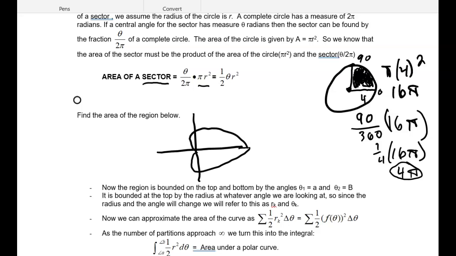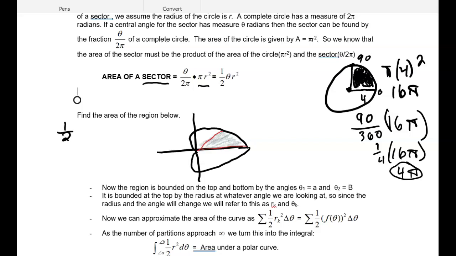And let's say that I just wanted you to find the area between, let's say, 0 and pi over 3. So the shaded area in there. We can try and set that up. The 1/2 theta times r squared.